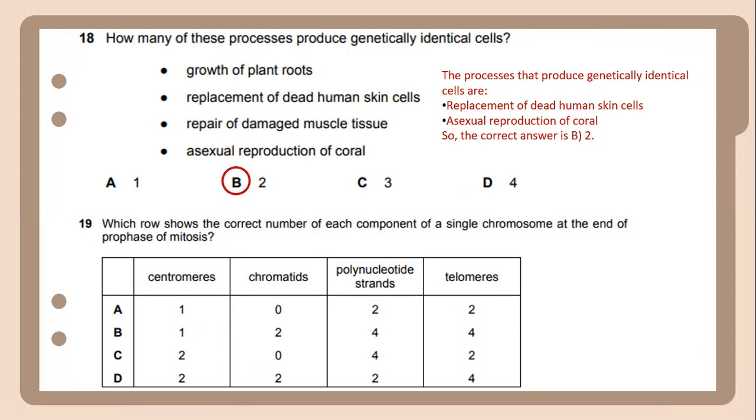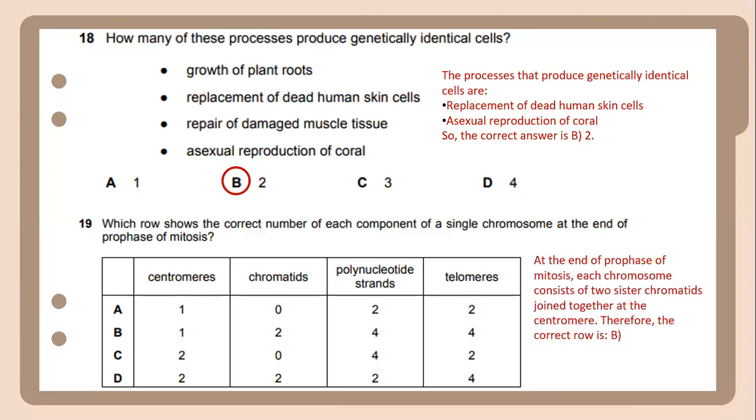Which row shows the correct number of each component of a single chromosome at the end of the prophase of mitosis? At the end of prophase of mitosis, each chromosome consists of 2 sister chromatids joined together at the centromere. Therefore, the correct row for this answer will be B. Centromere 1, chromatid 2, polynucleotide strand 4, and telomere 4.